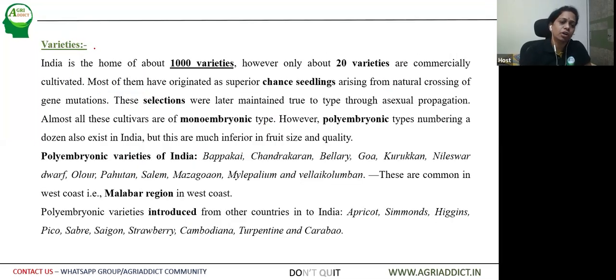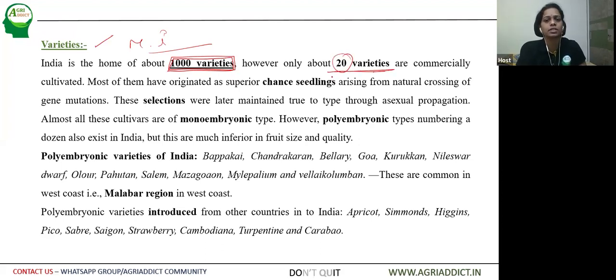Then after going through the different species of Mangifera, we are now going to the varieties under Mangifera indica. India is a home of about 1,000 varieties. So under this Mangifera indica only, there are around 1,000 varieties, out of which only 20 varieties are commercially being cultivated all over the country.